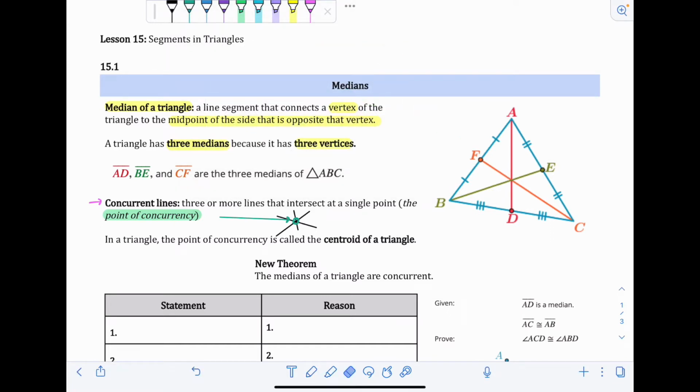Okay, moving down to the next line, which just adds to what I just said. I jumped the gun a little bit, but in a triangle, the point of concurrency is called the centroid of the triangle. It's not really a true center because it's not like a circle, but it's a fancy word for center, kind of. The centroid of the triangle is that point where the three medians cross each other.